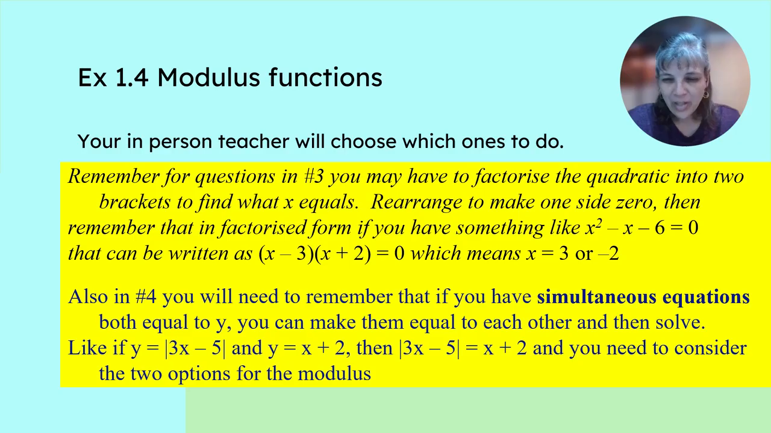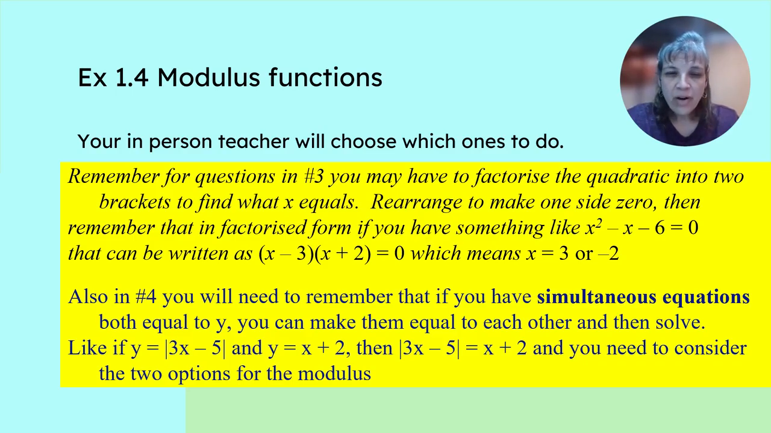If we have a quadratic equation and we're trying to solve it, usually we rearrange to make one side 0, and then we remember that in factorized form, if you have something like x squared minus x minus 6 equals 0, you could rewrite that as x minus 3 in a bracket, x plus 2 in a bracket, equals 0, and therefore x must be either 3 or minus 2. So for question number 3, you may have to remember how to do that.